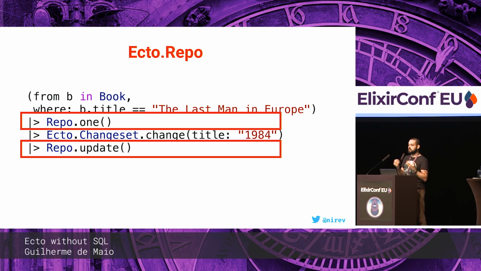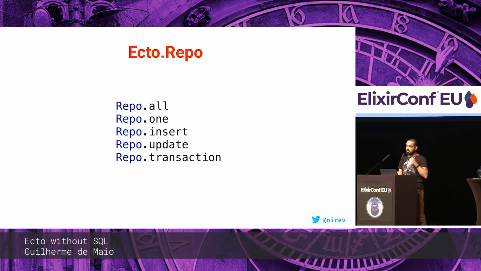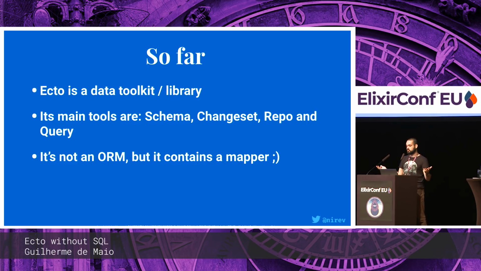And finally, you have the Ecto repository, which I think is pretty straightforward. It's a way to access the repository, so you can perform the queries. So you can get all of the results. You can get one, you can insert, you can update, you can have transactions. So that's it so far. Ecto is a data toolkit and library. Its main tools are the schema, changeset, repository, and query. And it's not an ORM, but it contains a mapper, which is the schema and changeset. We can map data to a struct. Right.